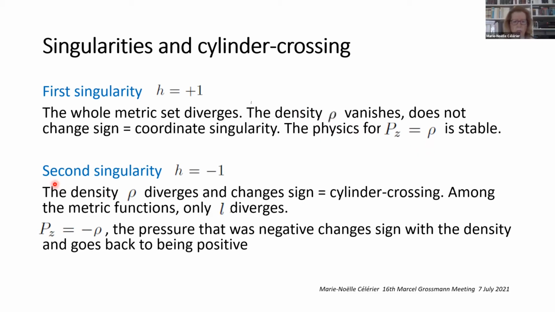The second singularity is more awkward. It happens for H equal minus one. Here the density rho diverges and changes sign. And I propose to call this cylinder crossing because it has the same features as the shell crossing which are encountered in spherical symmetry. And of the metric functions here, only L diverges, and Pz equal minus rho, with this pressure which was negative, changes sign. It was negative between H equal zero and H equal minus one. It changes sign with the rho and goes back to being positive.